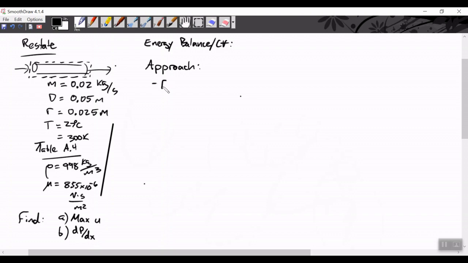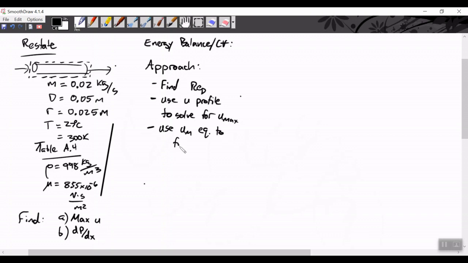So our approach is, in general, for any flow problem, we always just compute the Reynolds number. It's good to know if it's laminar or turbulent, etc. And the reason is because we're going to have to use the velocity profile, which we always write as u, being the x velocity, in order to solve for what the maximum velocity is. So to solve for u max. Okay? And once we also know u, we can find u mean, and we're going to use the u mean equation to find our pressure gradient.